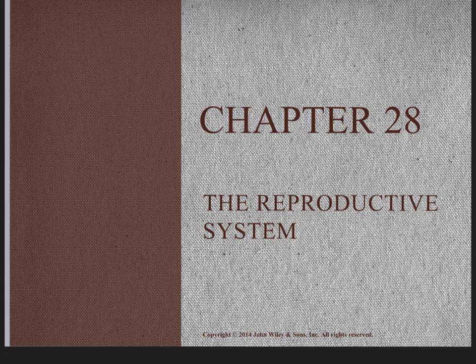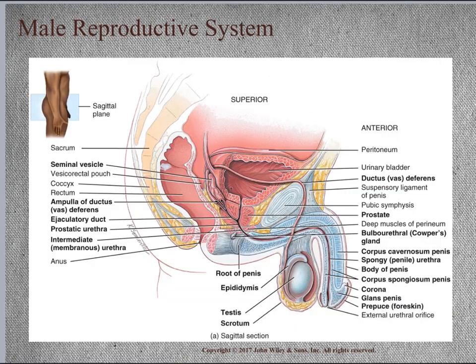Chapter 28, the reproductive system. We're going to start with the male reproductive system, working external anatomy and then working our way into the internal anatomy. So this mid-sagittal view pretty much covers everything we're going to be going over throughout this lecture. You can start at the anterior aspect, and we'll point out some of these structures now.